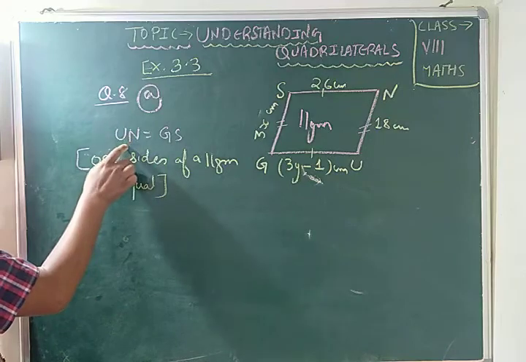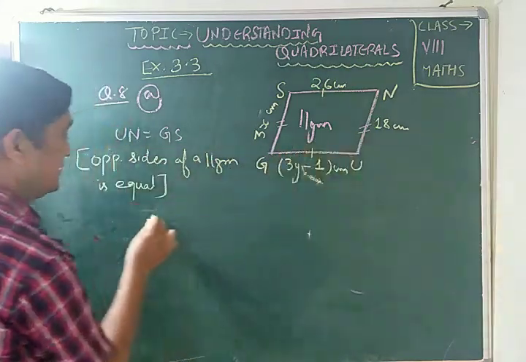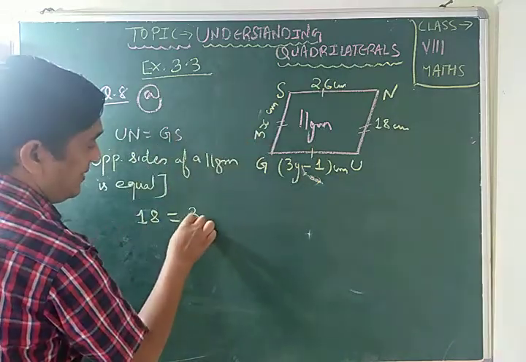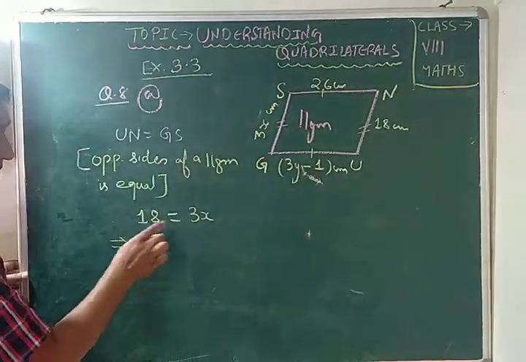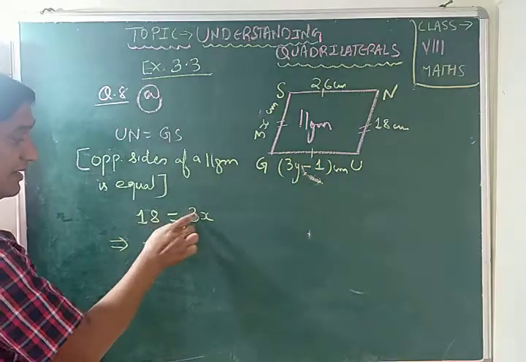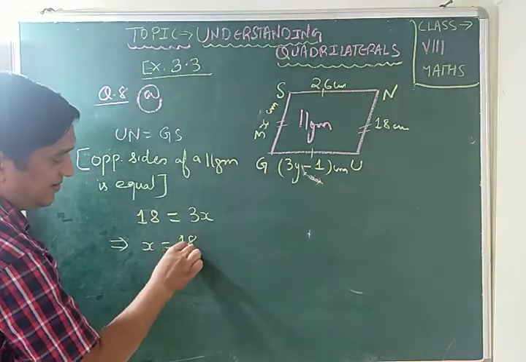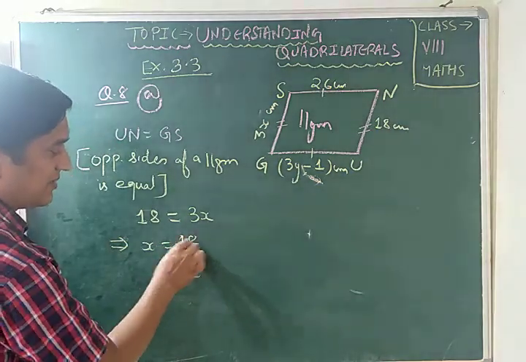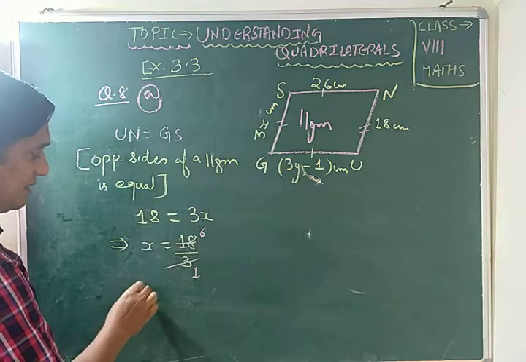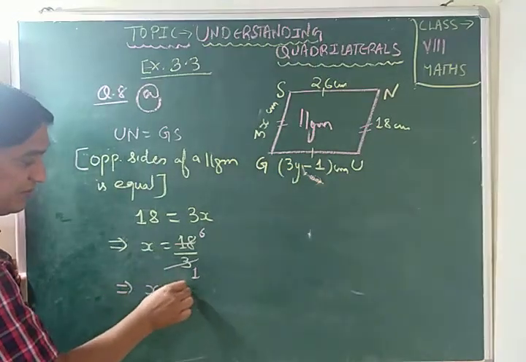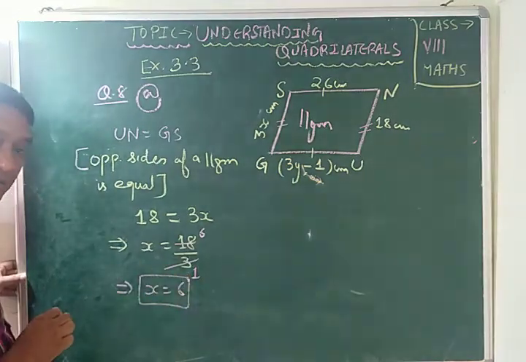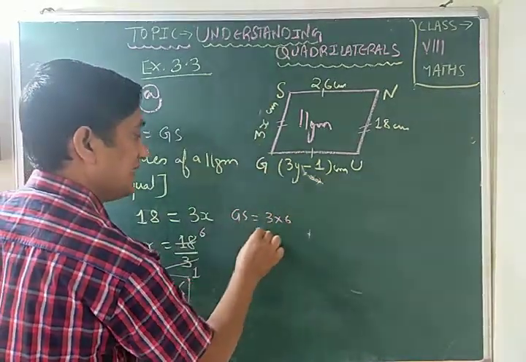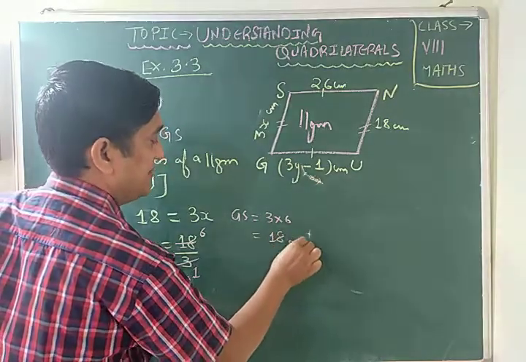Then what is the value of UN? UN is 18 centimeter and GS is 3x. It implies that the value of x becomes 18 upon 3. So 3 ones are 3, 3 sixes are 18. It implies that x is equal to 6. So this side GS is equal to 3 into 6, that is 18 centimeter also.